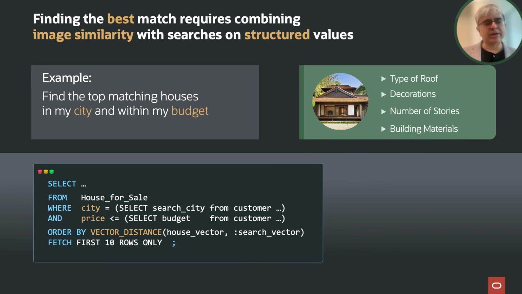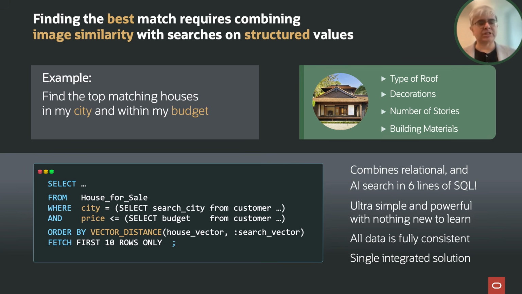So again, you can see how easily you can combine vector search with much more sophisticated relational search in the same query. And this is extremely convenient for developers because unlike traditional vector databases where you have to move a bunch of data and run a subset of the searches, you can combine the full power of Oracle database relational search with vector search just in a few lines of SQL, with everything fully consistent, all data fully secure, and a full single integrated solution.